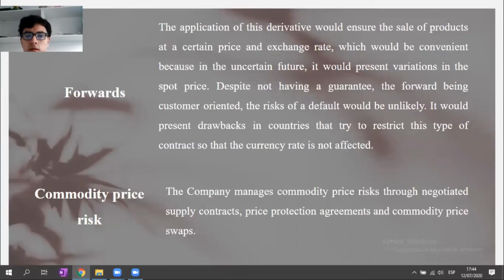In the forwards, the application of this derivative would ensure the sale of product at a certain price and exchange rate, which would be convenient because in the uncertain future there would be variation in spot price. Despite not having a guarantee, the forward being customer-oriented, the risk of a default would be unlikely. It would present drawbacks in countries that try to restrict the type of contract, so that the currency rate is not affected.